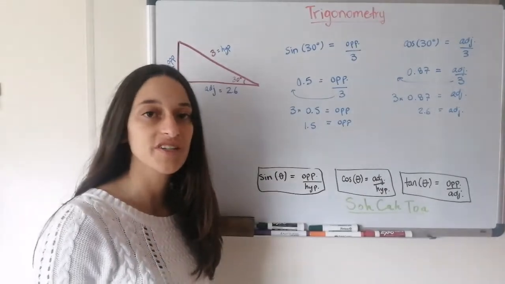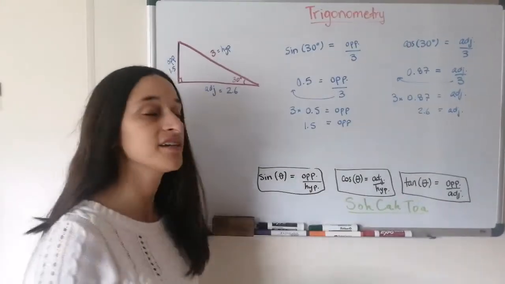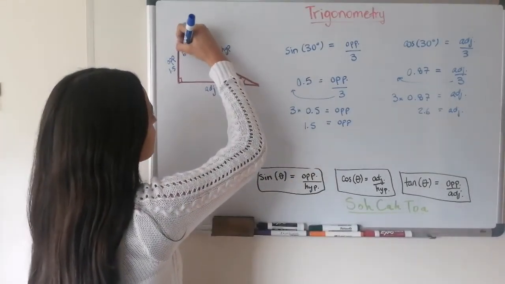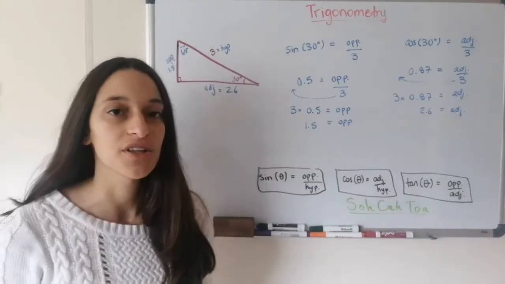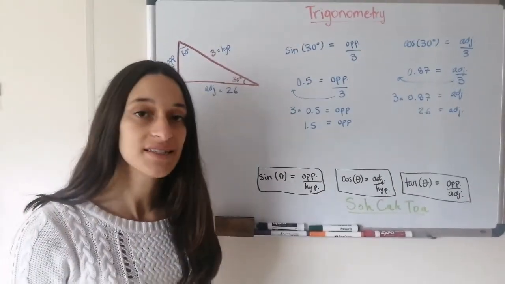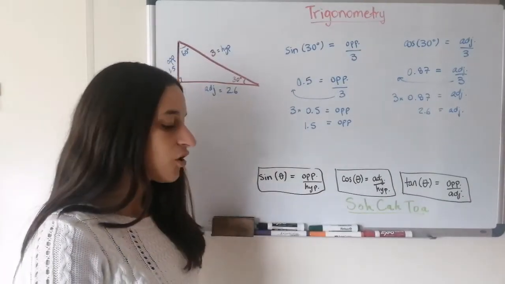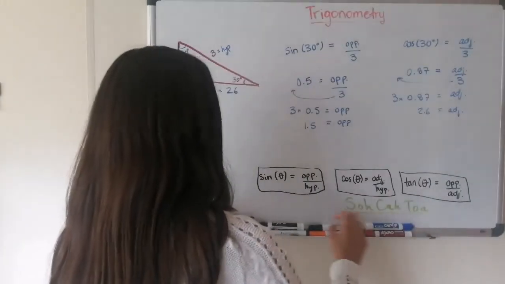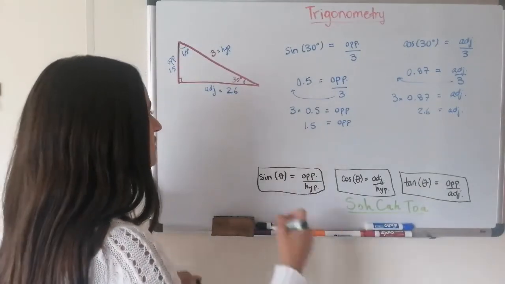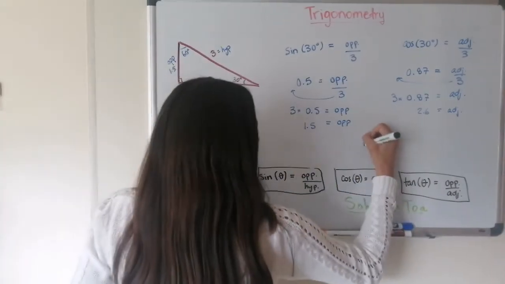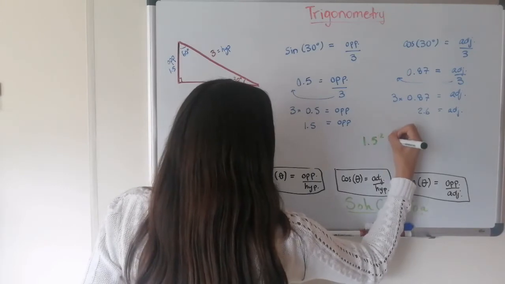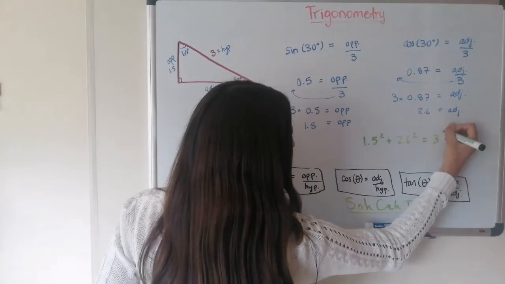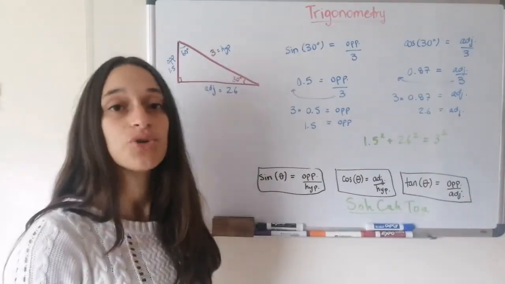So now that we have the 3 sides, we could actually calculate the tangent of 30. And since we also know that this triangle has an angle of 60 here, we could also calculate sine of 60, cosine of 60, and tangent of 60. And we could also use the Pythagorean theorem, now that we have 3 sides, and check. So if you put in your calculator, you should get that 1.5 squared plus 2.6 squared is equal to 3 squared. If you try it out, you'll get that.